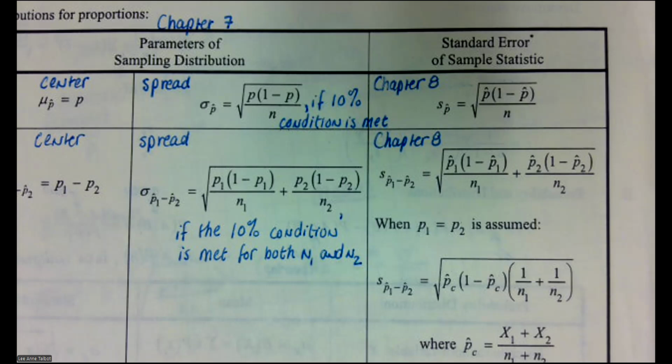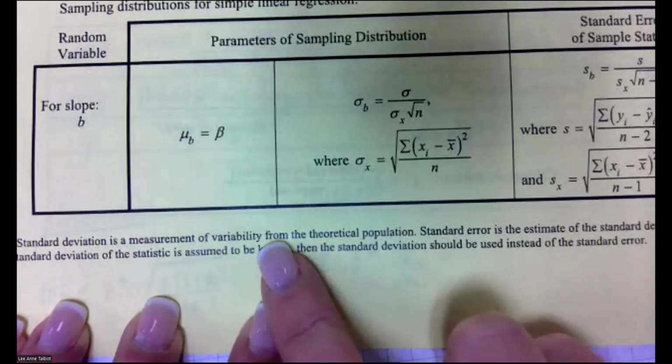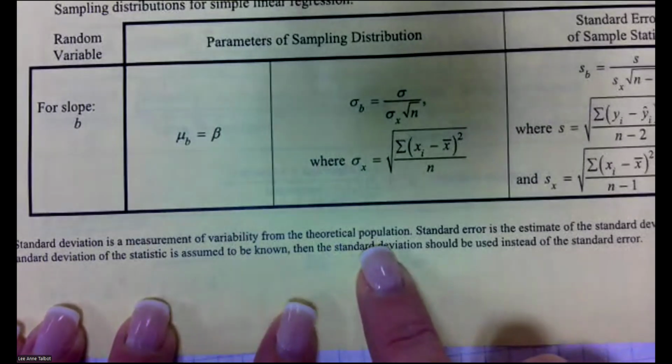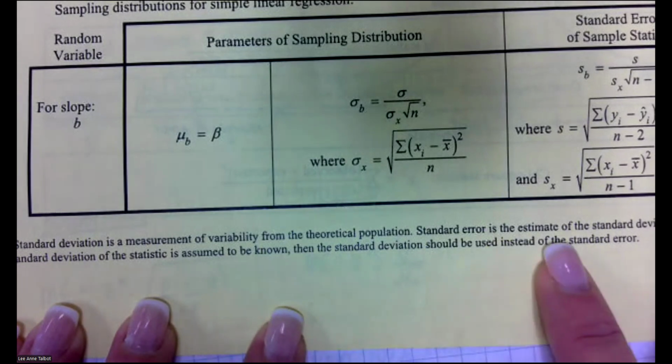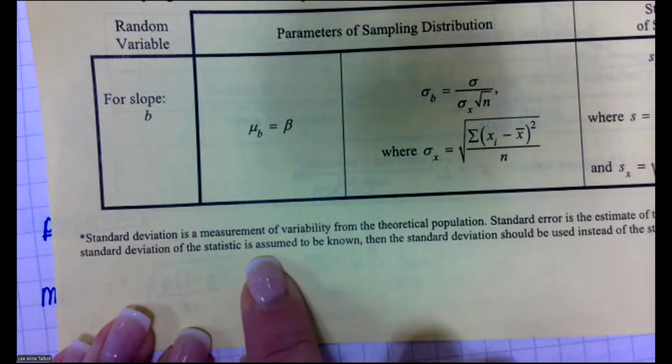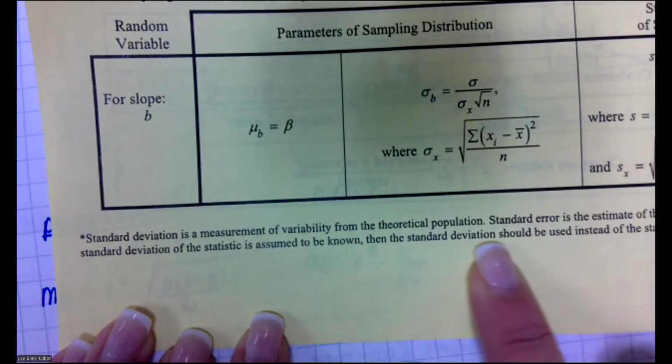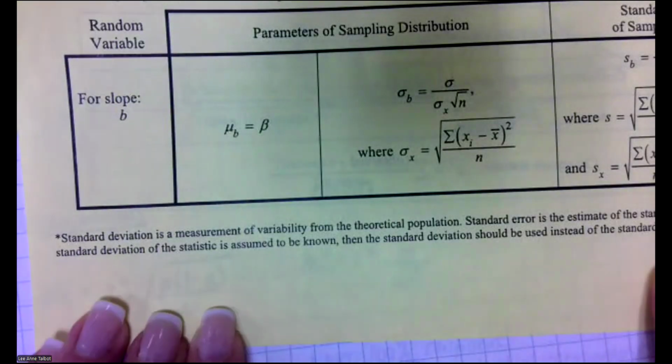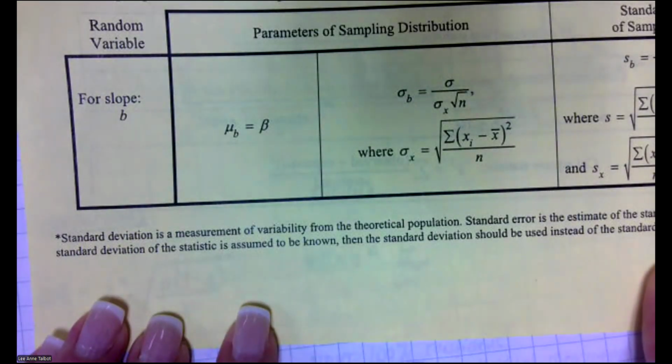Now, can you guys notice that there's an asterisk next to standard error of the sample statistic? You see the asterisk? Okay, go to the bottom of the page. We're just going to read this together one time real quick. Standard deviation is a measure of variability from the theoretical population. Standard error is the estimate of the standard deviation. If the standard deviation of the statistic is assumed to be known, then the standard deviation should be used instead of the standard error. Okay, what the heck did that say?